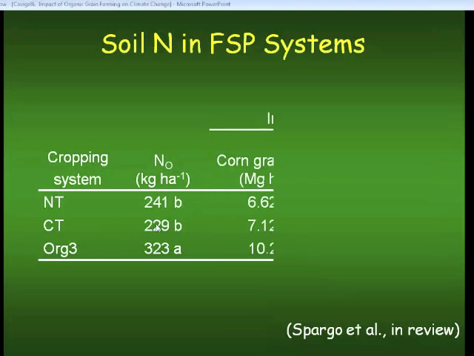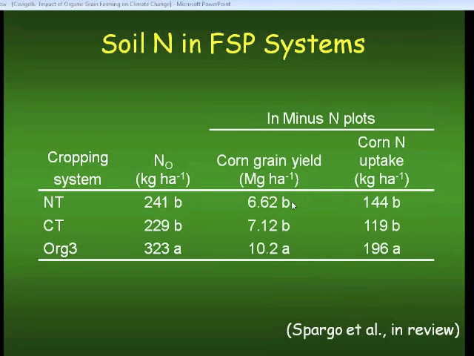So what does that mean? That means that if we then grow corn on these soils without adding anything that year, but just using the soil's nitrogen releasing power, we get about 150 bushels per acre of corn, which is 10.2 megagrams per hectare. We get quite a bit more corn grown on an organic soil than on a conventional soil when they're not fertilized, which is what you want in an organic system, to build up these nitrogen reserves.